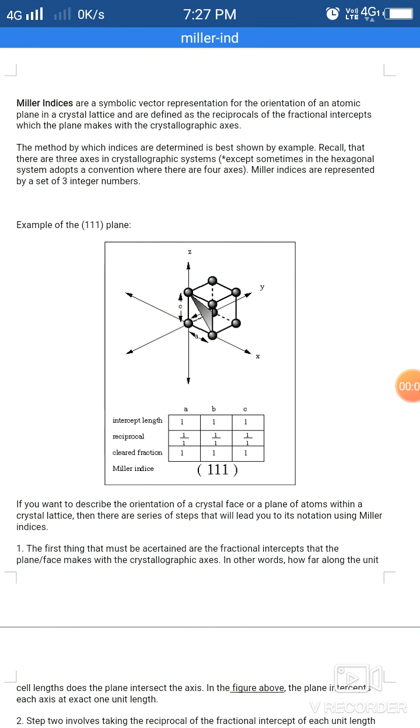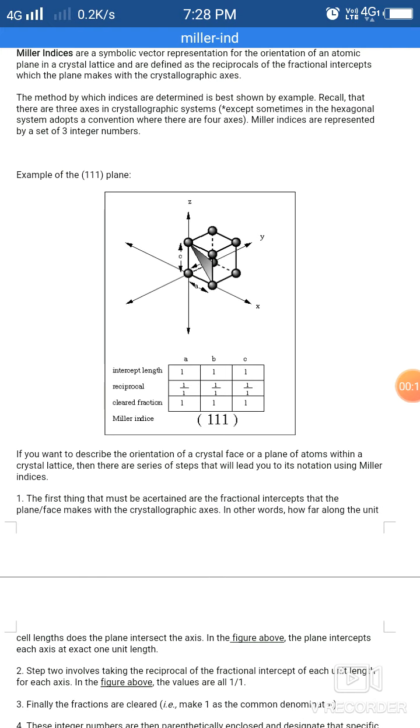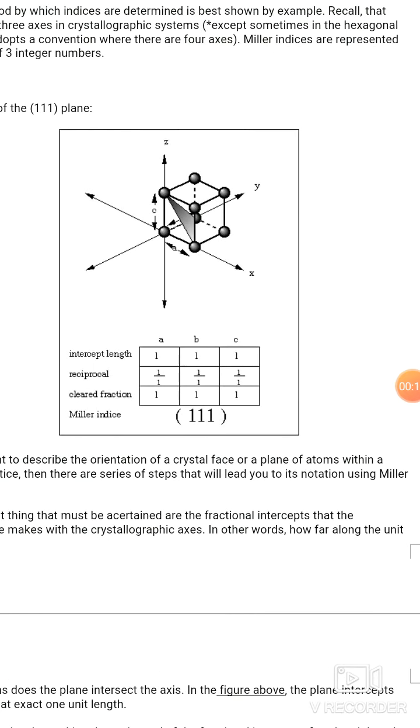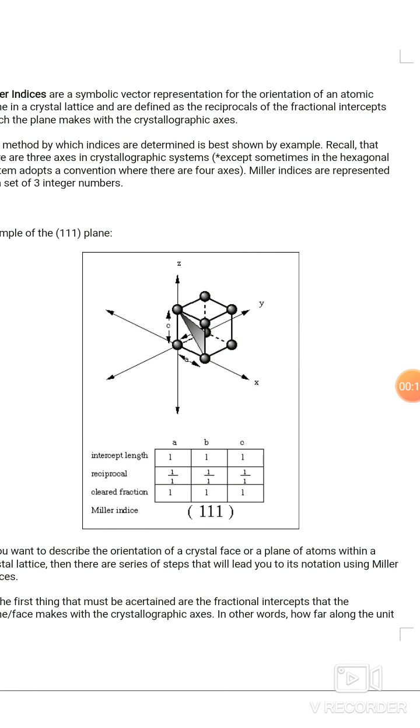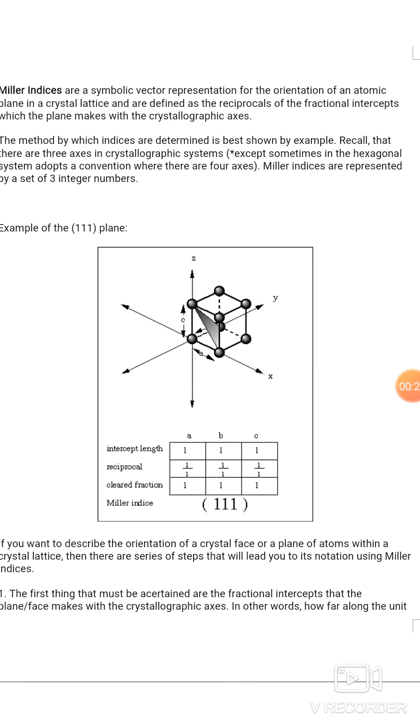Hi, dear student. Today we will teach about the Miller index. What is the Miller index? The Miller index is nothing but a set of three integers. So what are the three integers? It was first given by a scientist, Miller, and it plays an important role in crystallography.